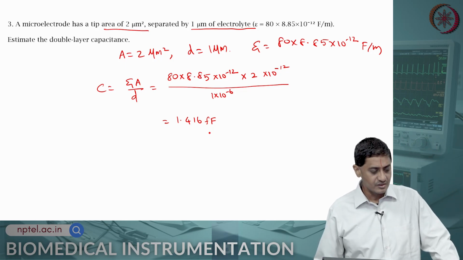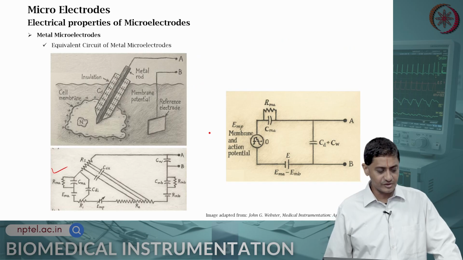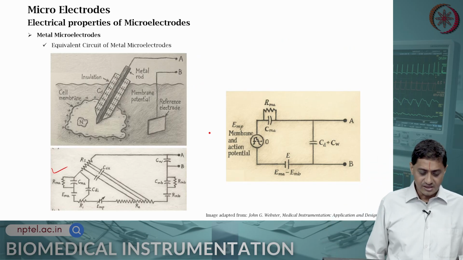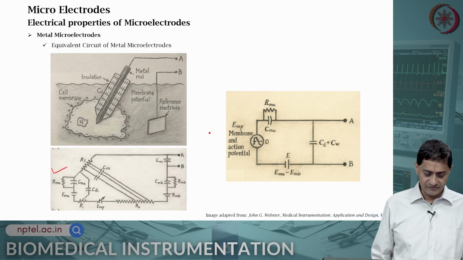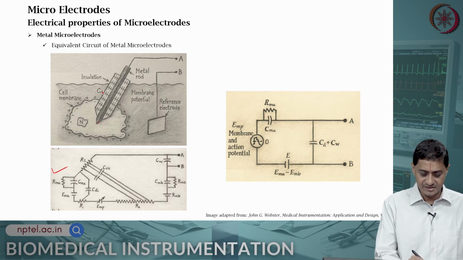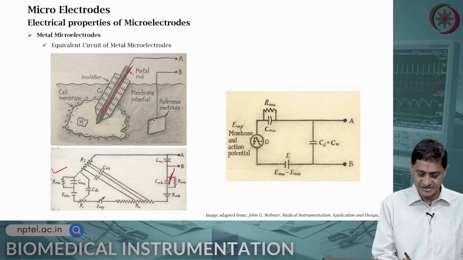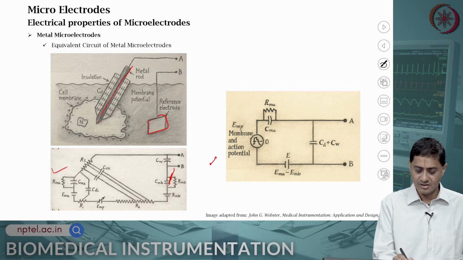Okay. Let us continue our discussion of microelectrodes. We were looking at the equivalent circuits. So, what do you have? You have a cell membrane that is tipped, and then there is an insulation, and then there is a metal rod, and there is a reference electrode on the outside in the extracellular space, and then you are measuring using a voltmeter.